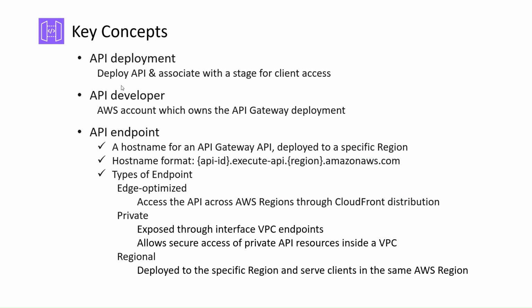Next, API developer. API developer is the AWS account that owns an API gateway deployment. For example, a service provider that also supports programmatic access. Next, API endpoint. It's a host name for an API in API Gateway that is deployed to a specific region. The format of the hostname is api-id.execute-api.region.amazonaws.com.